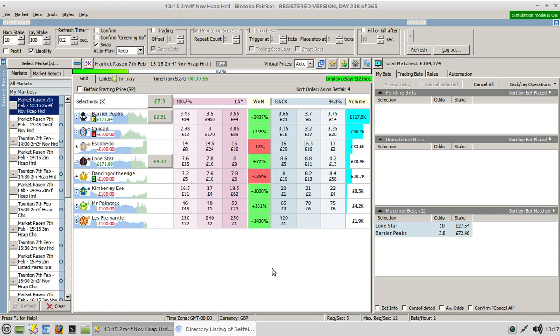So you can already see we're barely 25% into the race, and we're already starting to hit potentially double figure profits. So that's all a good sign.